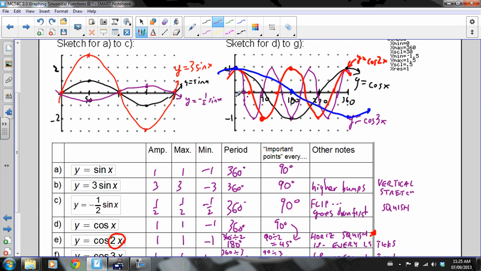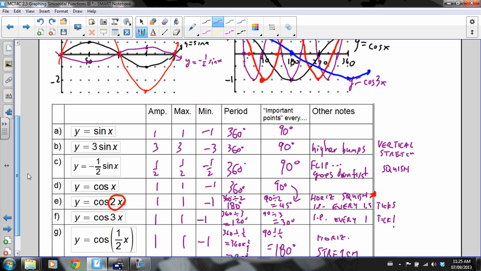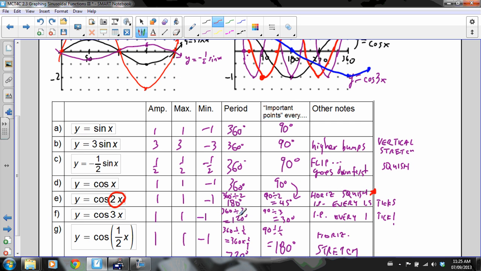3x, I think on this one, is this purple one. And notice how many cosine graphs did we get from 0 to 360. There's 1, there's 2, there's 3. So what's the period? Well, it repeats every 120. 360 divided by 3, there's 3 of them in total. Each one has 120. Right?